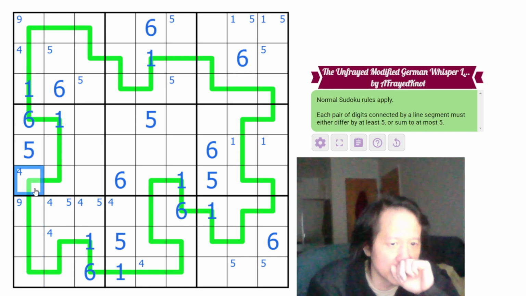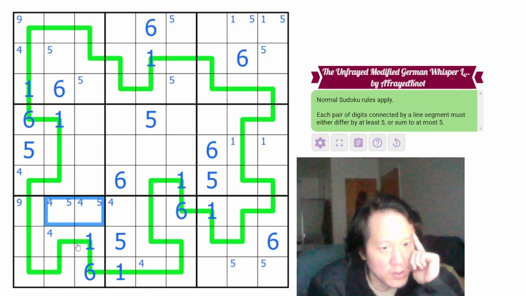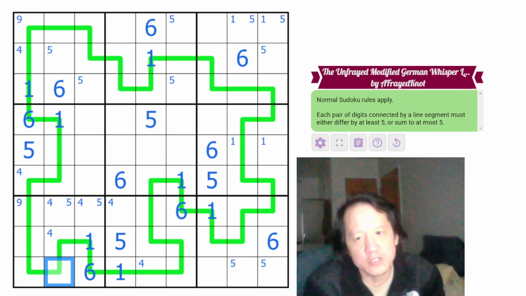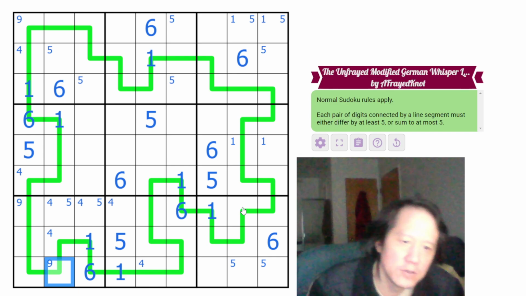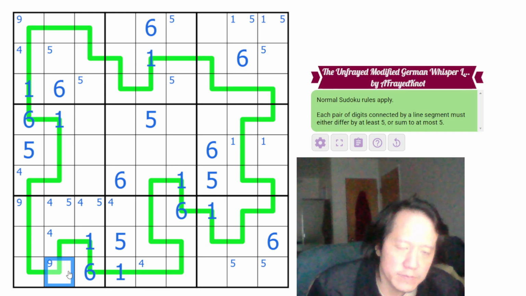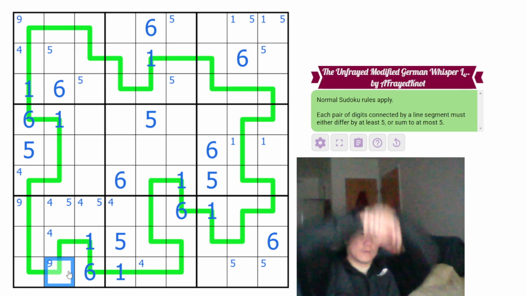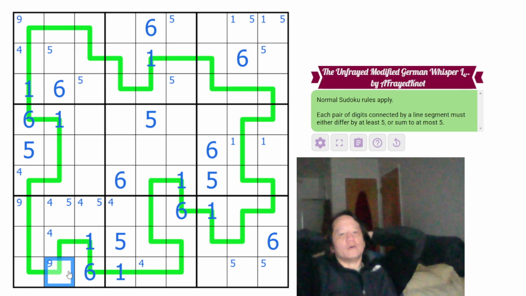So either this is 4, in which case we have 9, 9 here, or this has to be, in which case the 4 would be here, or this would have to be 4, in which case the 9 would have to be here. So either way, either this is 9 or this is 9. Oh, that's interesting.